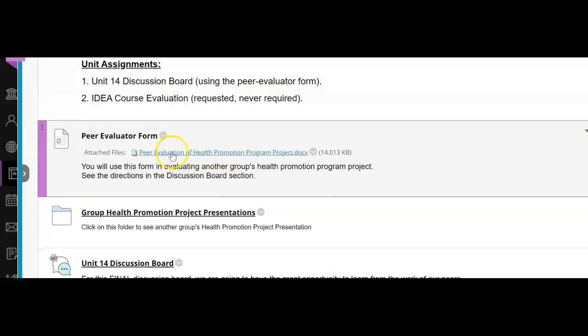So you're going to download the peer evaluator form, and you're going to use that form to evaluate another group's health promotion program project. The directions are in the discussion board, but you can download this form and put your responses right on the form. Either attach it to your discussion board, or you can cut and paste from there.